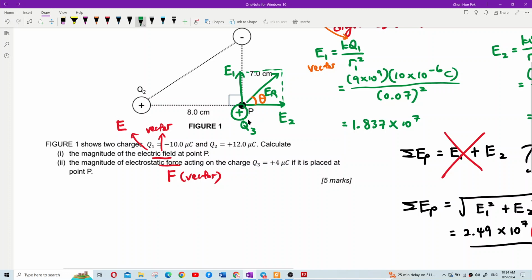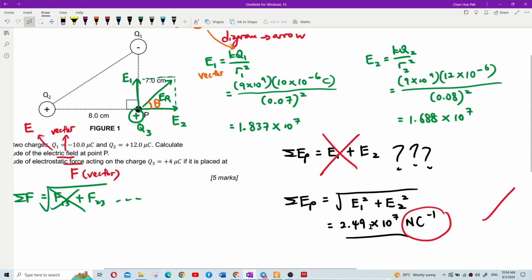Do you need to find the resultant for this force again, like F13 plus F23? No need. No need to do one by one anymore, because you already got the resultant electric field. Also, it's wrong, you cannot use the Pythagoras theorem again here.